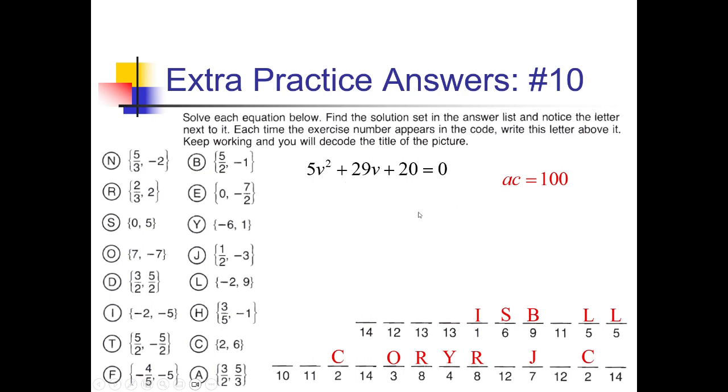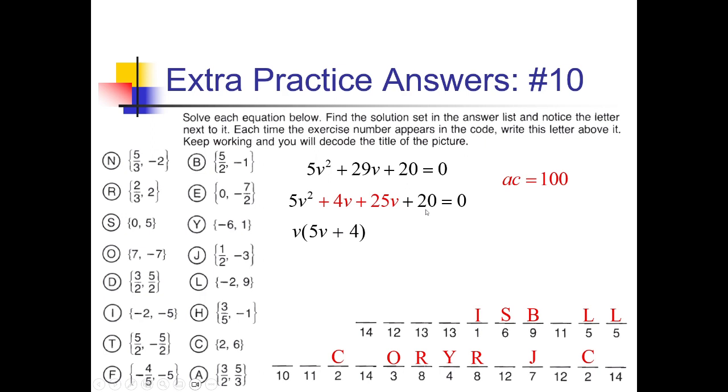1 and 100, nope. How about 2 and 50? Nope. 4 and 25, that adds up to 29. Positive both of them. So instead of 29v, that'll be a plus 4v plus 25v. Now I can use grouping. For the first 2 terms, all I can take out is a v. So that leaves 5v plus 4.